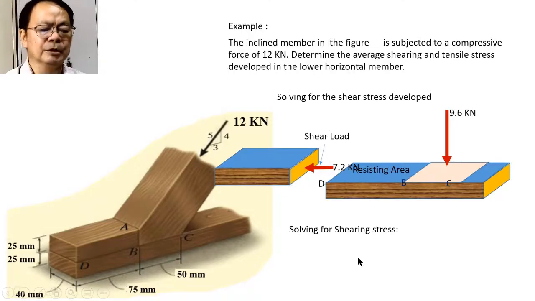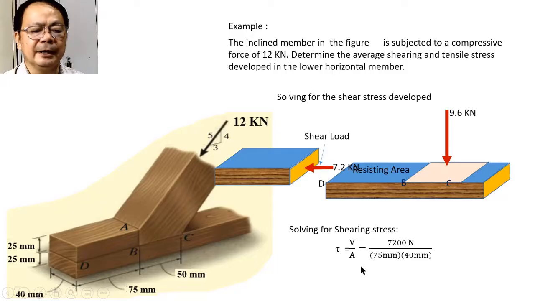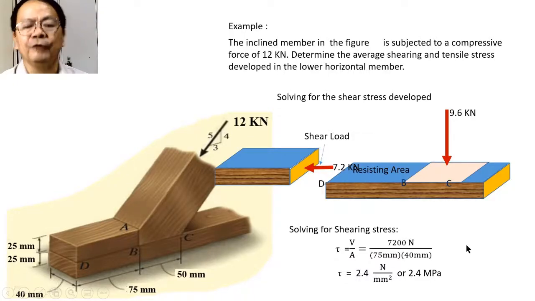So we will be solving for the shear stress. Shear stress has the formula V over A, and the area is the blue shaded area, whose dimension will be the distance between BD, and that is equal to 75, and the length of this, which is equal to 40. Kaya 7,200 divided by 75 times 40, and that becomes equal to 2.4 megapascal.